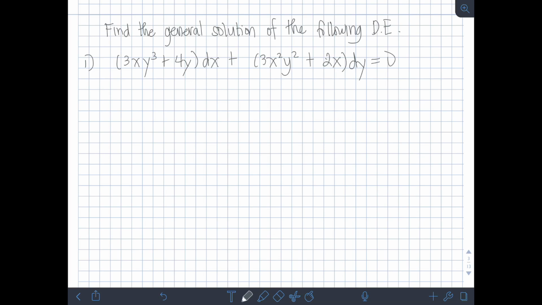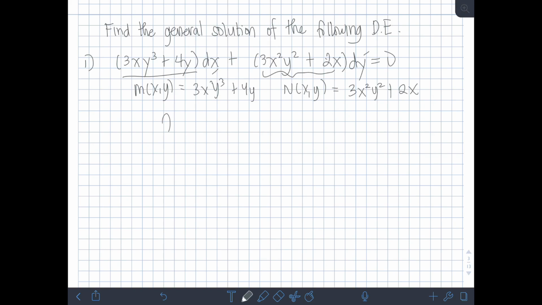For the first example, we have find the general solution of the following DE, quantity 3xy cubed plus 4y dx plus quantity 3x squared y squared plus 2x dy equals 0. Okay, so yung M of x, y natin ay itong nakamultiply sa dx, which is itong 3xy cube plus 4y. So ito yon. And then yung N of x, y natin ay itong nakamultiply sa dy, which is this function na 3x squared y squared plus 2x.